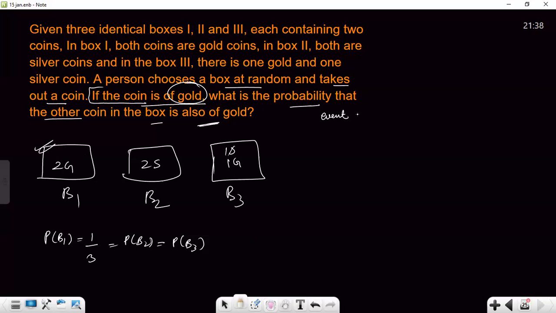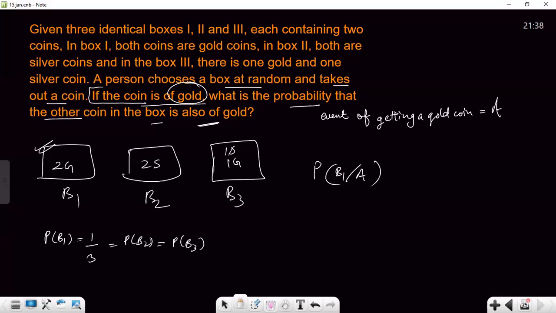Event of getting a gold coin as A. Let's call the event as A. So A has happened. What we have to tell? The probability of box B1.